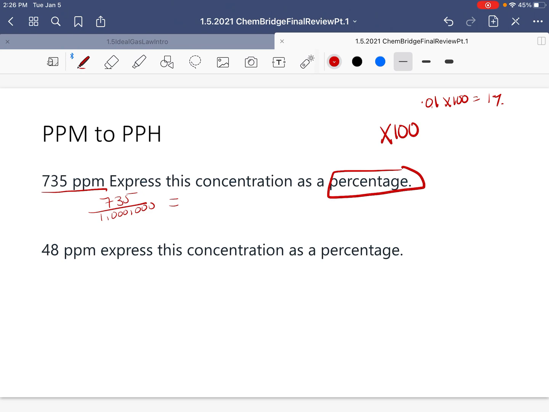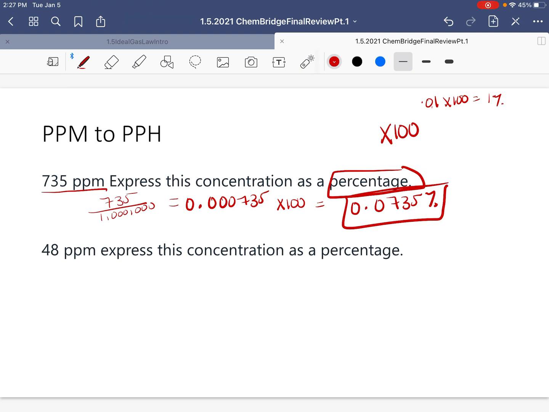So when I get this answer, I get 0.000735. That is my decimal point for parts per million. I'm going to multiply this times 100 to convert it to the percentage that they're asking for. So my percentage would be 0.0735%. And that's it, guys.